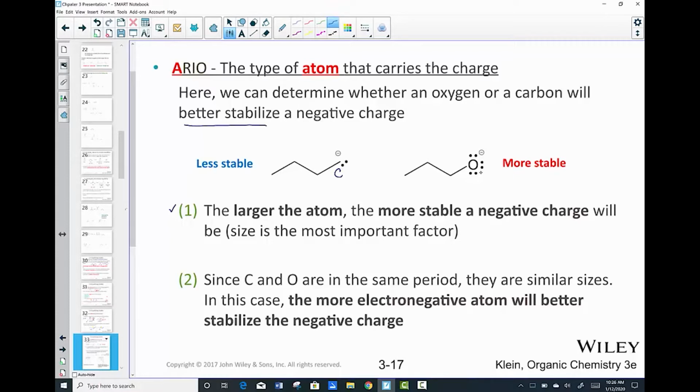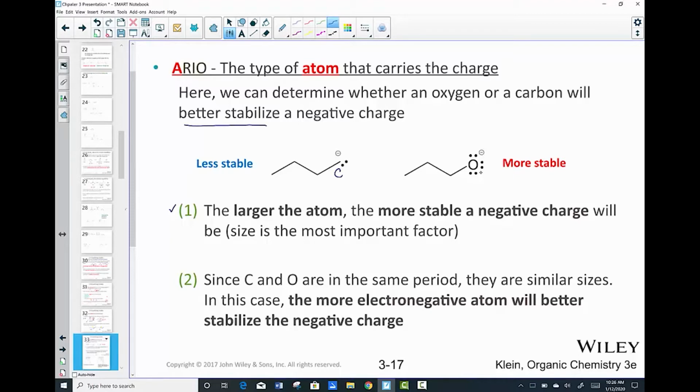The more electron shells there are, the larger, more polarizable electron cloud we have, it has a greater ability to stabilize the negative charge. However, if you think about the location of carbon and oxygen, they're in the same period 2, straight across the row. Carbon and oxygen really are not that different in size. They have the same number of valence shells, they're both occupying their outermost electron energy in valence shell 2. So since they're in the same period, they're very similar sizes.